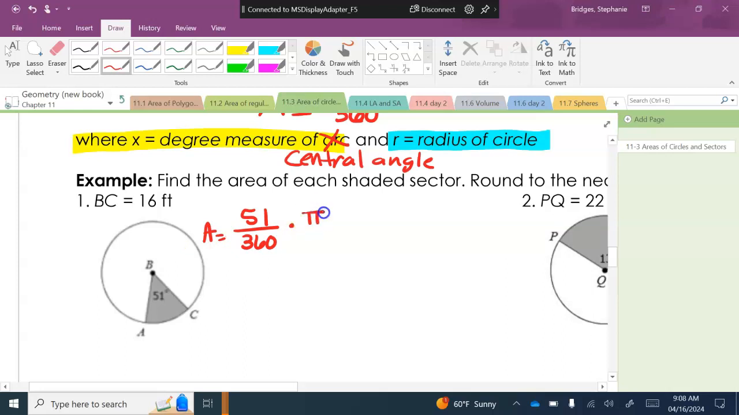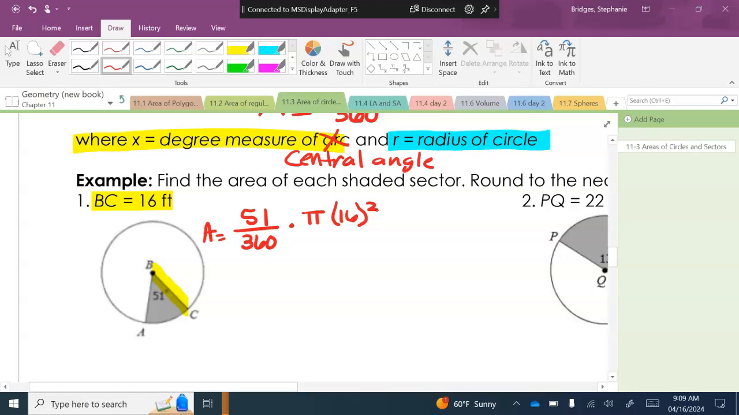Equals pi. Now, what else does it tell me above my picture? It tells me that BC is 16. Is that my radius? Yeah. Okay. So we're going to go 16 squared. Are you ready? This is why I need you to follow instructions. This is how you simplify these to get the correct answer in exact form the easiest way possible.